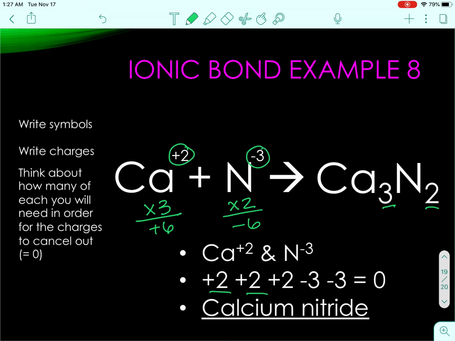Okay, and if I have 3 calciums, that's 2, 4, 6. Okay, and if I have 2 nitrogens, that's -3, -6. Adding that all up, +6 and -6 gives us 0. And the name is going to be calcium nitride. Calcium for the metal, nitrogen turns into nitride.